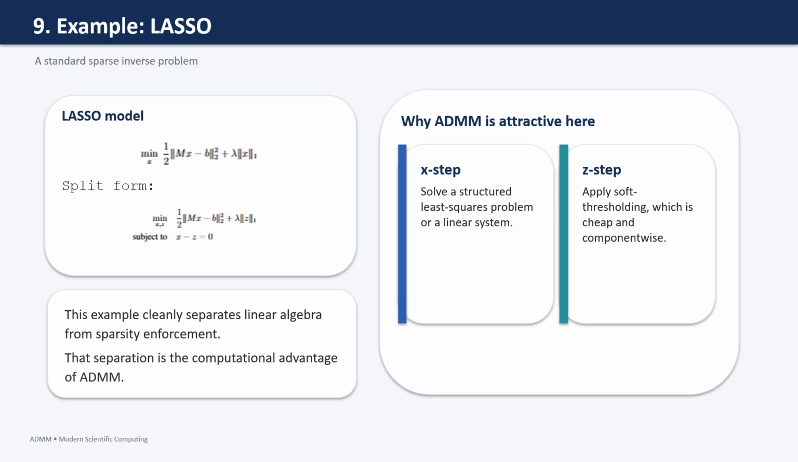Now, the least squares term depends on x, while the sparsity term depends on z, and you have a linking constraint x equals z. And so you have now split the lasso problem into two separate subproblems. The x update becomes a structured linear algebra problem. The z update may become a soft thresholding, which is very cheap and applied component by component compared to trying to solve the entire problem at once. And thus, you have basically separated the linear algebra term from the sparsity enforcement, which demonstrates the efficiency of ADMM.